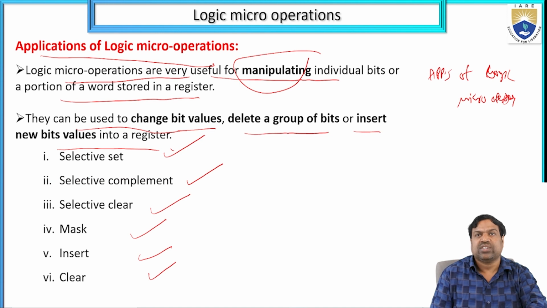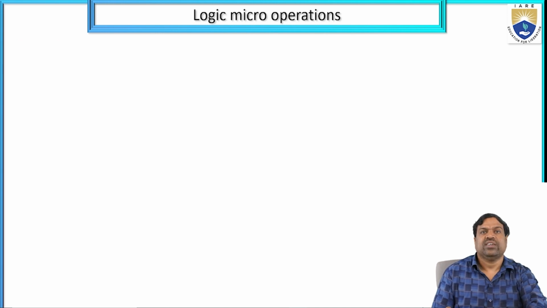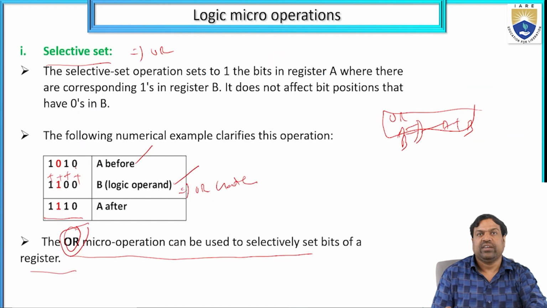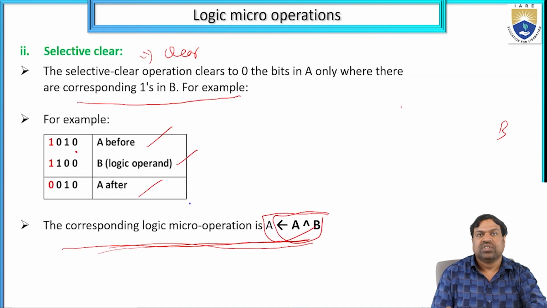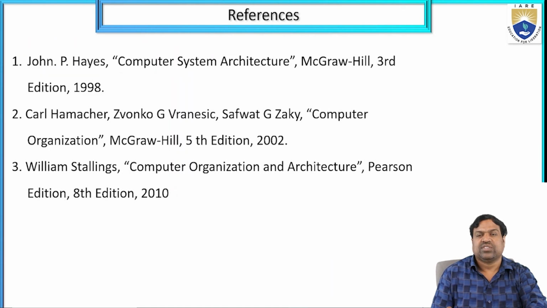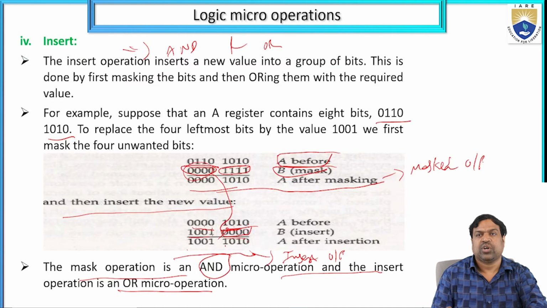And these are the applications of logic micro operations: selective set, selective complement, selective clear, mask, insert and clear. These are the truth tables of the AND, OR, XOR, NOT gates. These are the references. Okay, that is all about the logic micro operations.